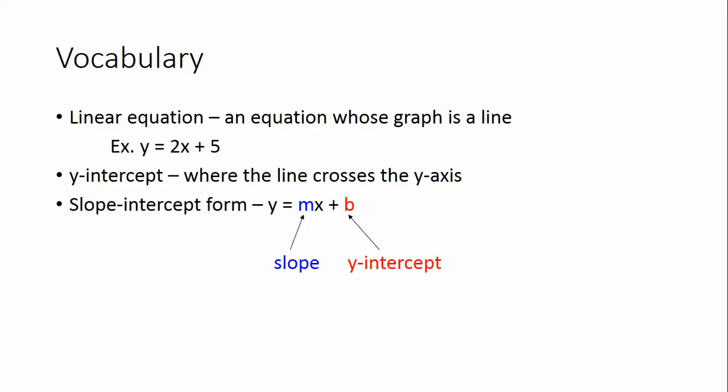You'll remember hopefully from Unit 7 that that equation is in slope-intercept form. We call it slope-intercept form because you get two pieces of information out of it. You get the slope, the m, which is the number in front of x, and then you also get the y-intercept, which is labeled b in the general form. Again, the y-intercept is where the line crosses the y-axis.